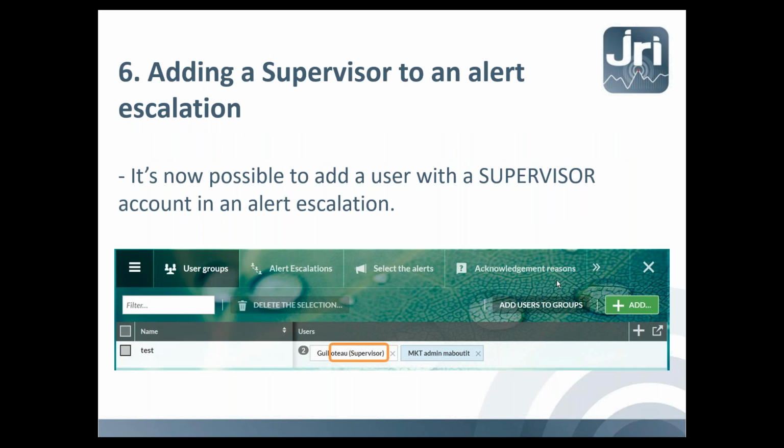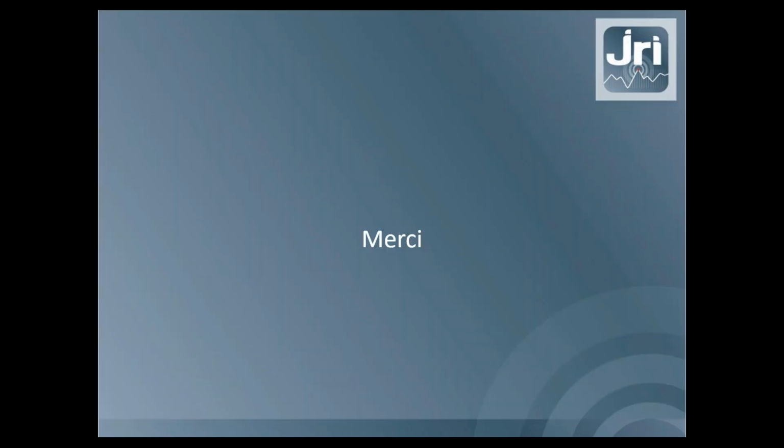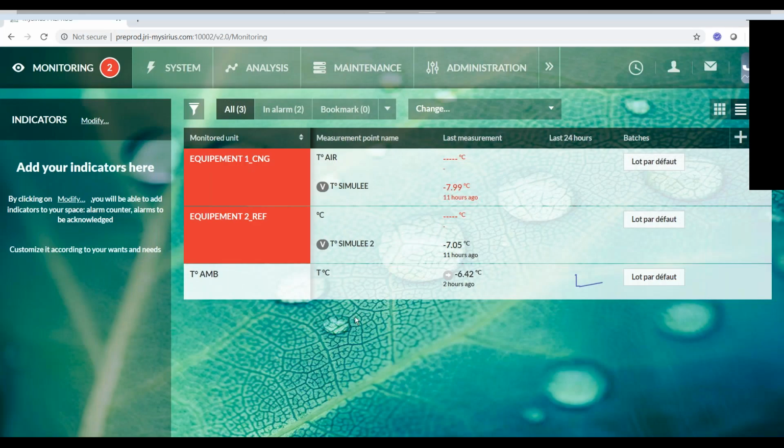We have also answered your requests regarding the possibility of adding a supervisor account in the alerts escalation. This is now possible simply by adding the supervisor account in a users group, and then using this user group in some alerts escalations. Of course, the MySirius user guide has been updated with details of all these new features presented above. We'll see now on the MySirius configuration how these new features look.